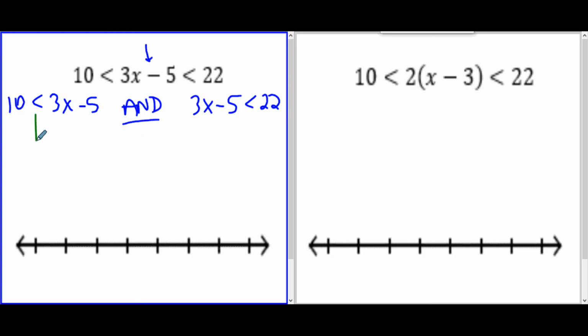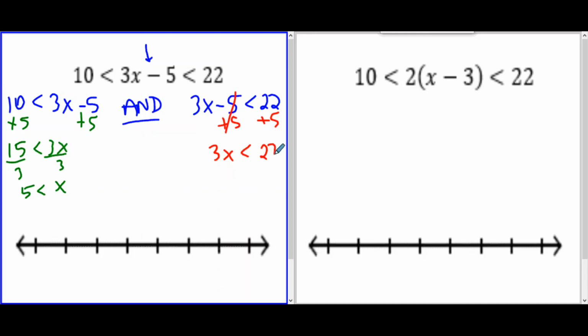So to solve the one on the left, I'm going to add 5 first. So I get 15 is less than 3x, divide both sides by 3. So we get 5 is less than x. So that's the green piece. Then the other one, 3x minus 5 is less than 22. So I'm going to add 5 to both sides. So these 5's cancel, and I get 3x is less than 27. Divide both sides by 3. So x is less than 9.